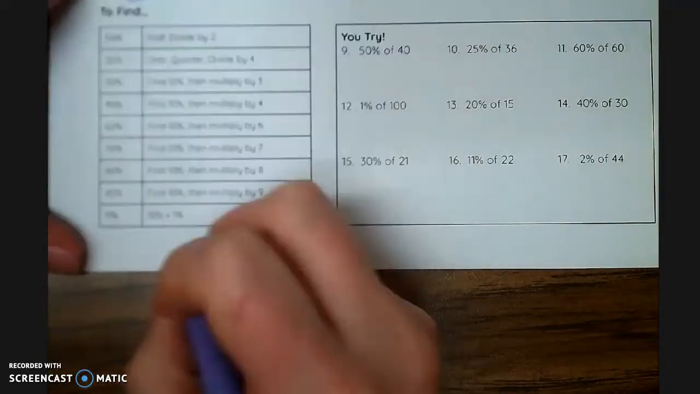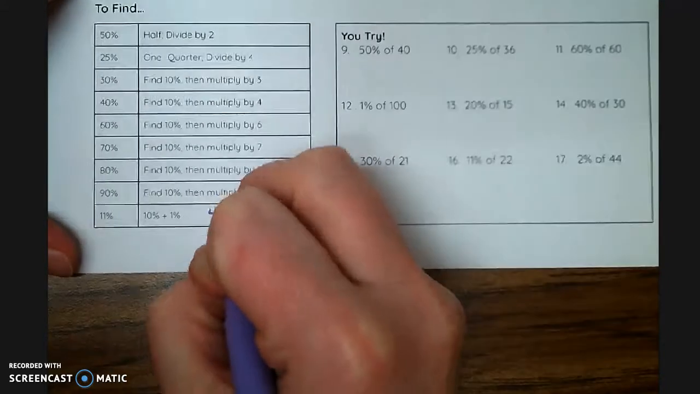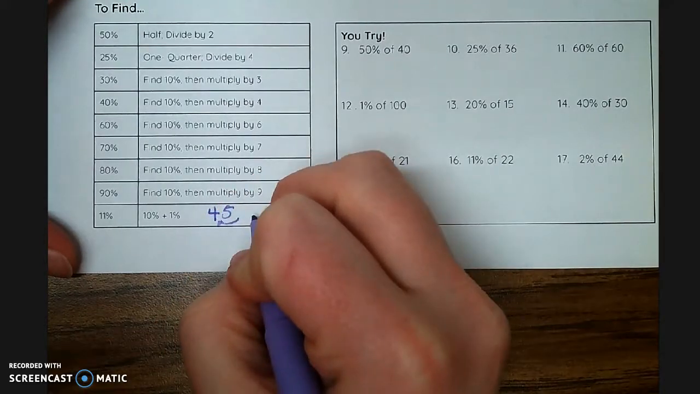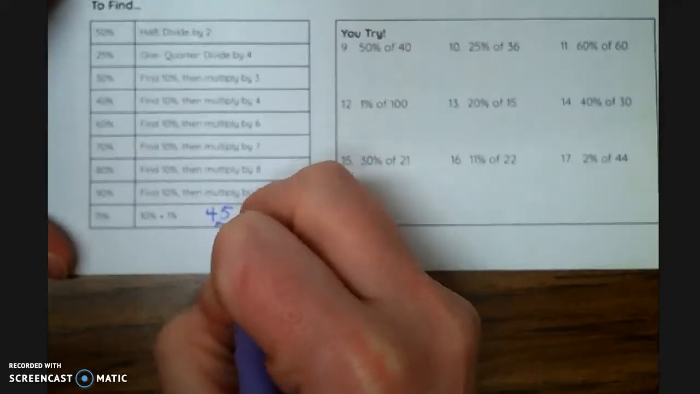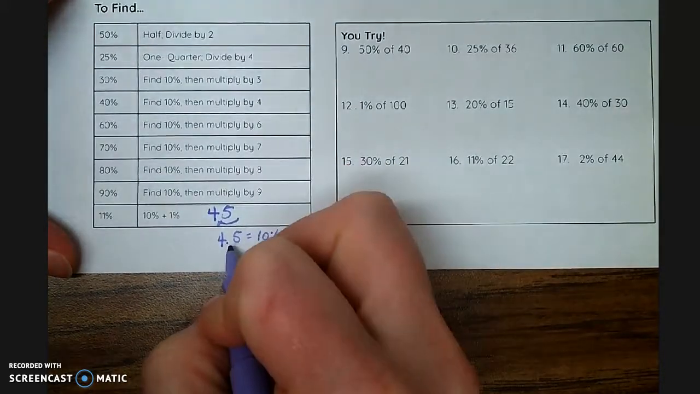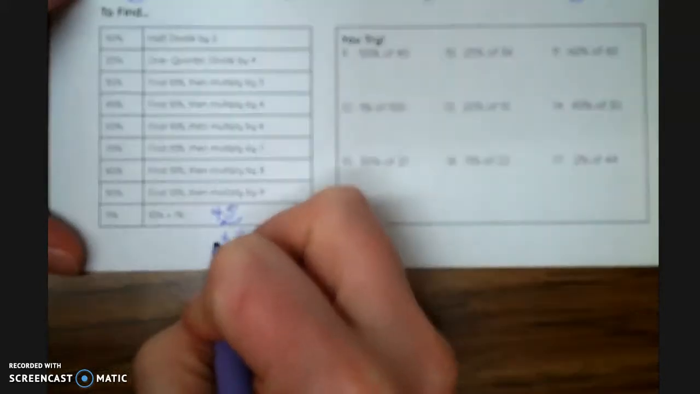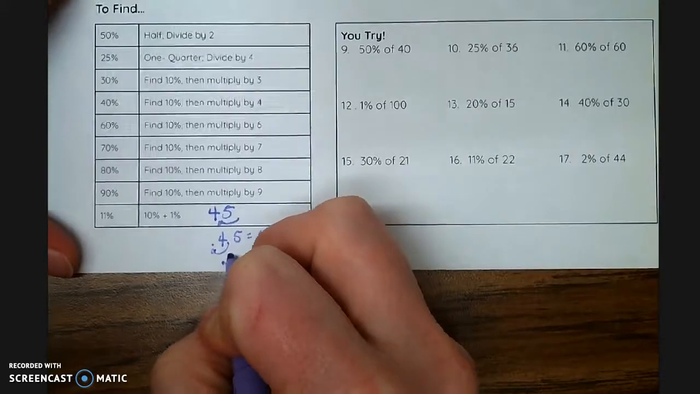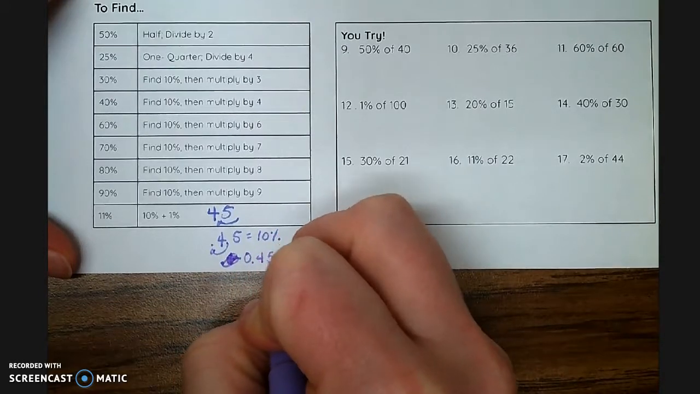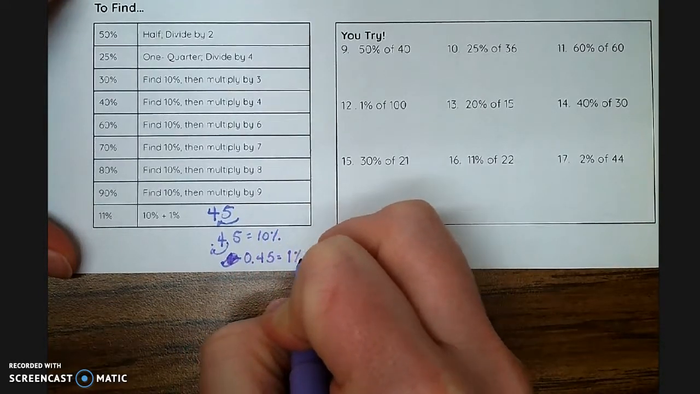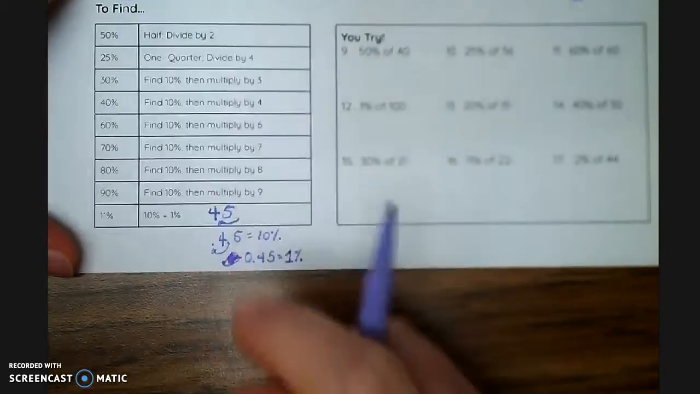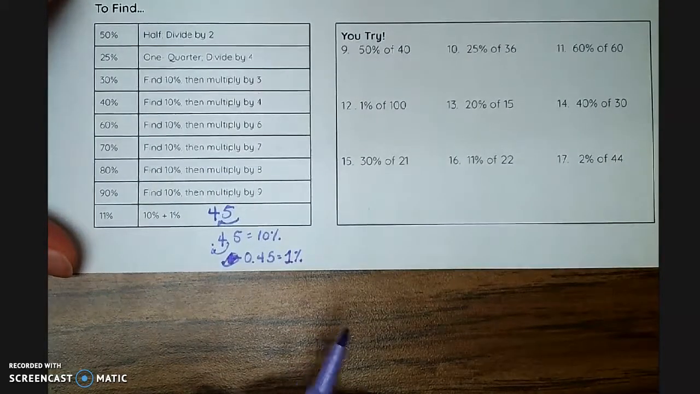So let's take a look at a number like 45. 10% of 45 equals 4.5. If I want to find 1%, I'm going to take that decimal and move it one more time. And that is how I find 1%. So go ahead and pause and do the you tries over there and see how you do.